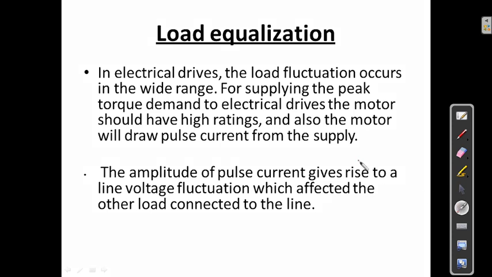For supplying the peak torque demand to electrical drives, the motor should have a high rating, and the motor will also draw pulse current from the supply. The amplitude of the pulse current gives rise to a line voltage fluctuation, which affects the other loads connected to the line.